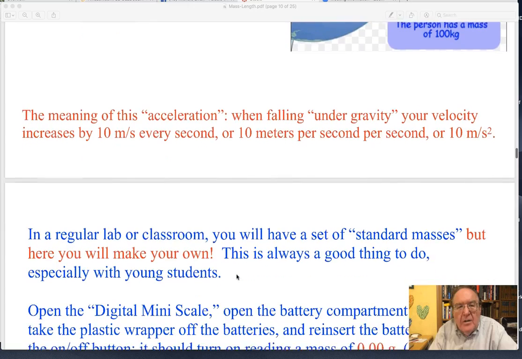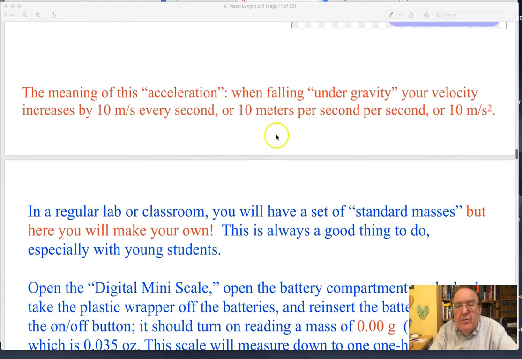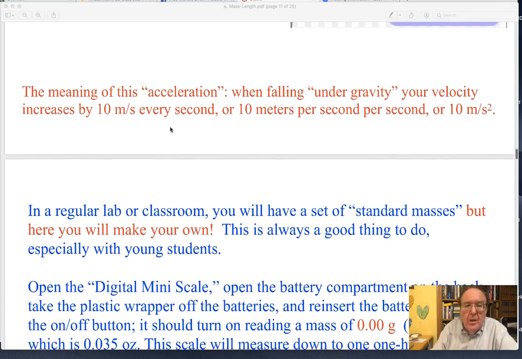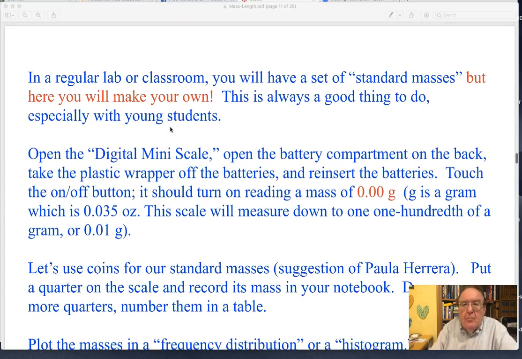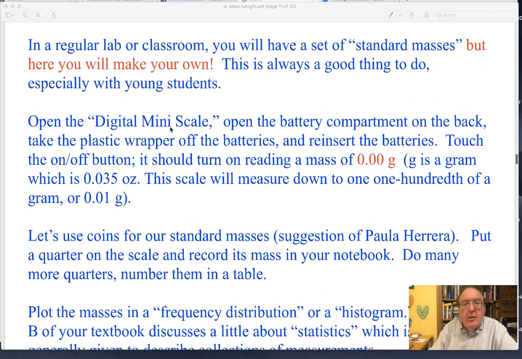So, the meaning of this acceleration of gravity is that when you're falling under gravity, in free fall near the surface of the Earth, your velocity increases by 10 meters per second every second. So after the first second, you're traveling 10 meters per second. A second later, you're traveling 20 meters per second. And then you're traveling 30 meters per second after the third second, and so on. So that's what the acceleration means. Acceleration means your velocity is changing. In other words, here your velocity is getting faster and faster as you continue to fall. So that's an aside on gravity.